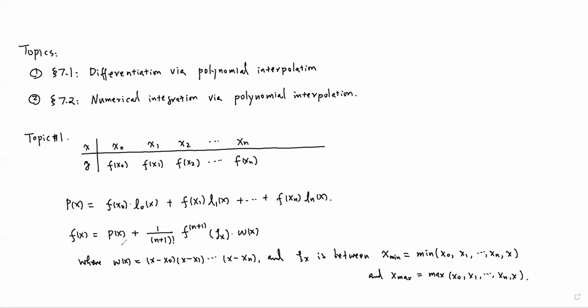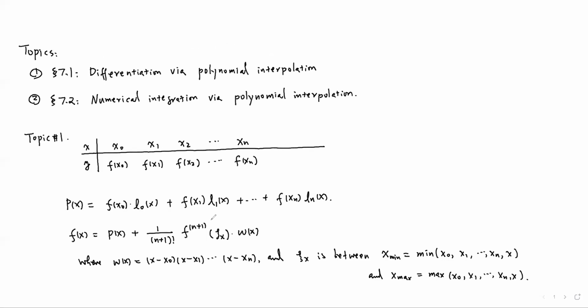Now this is the polynomial interpolation. Now I take the derivative on both sides of this equation. Take the derivative of the error term, the (n plus 1)th derivative at psi of x times w(x). P is given by the expression here.